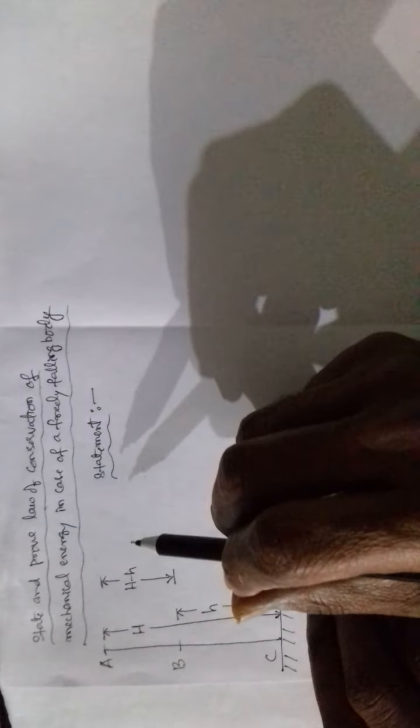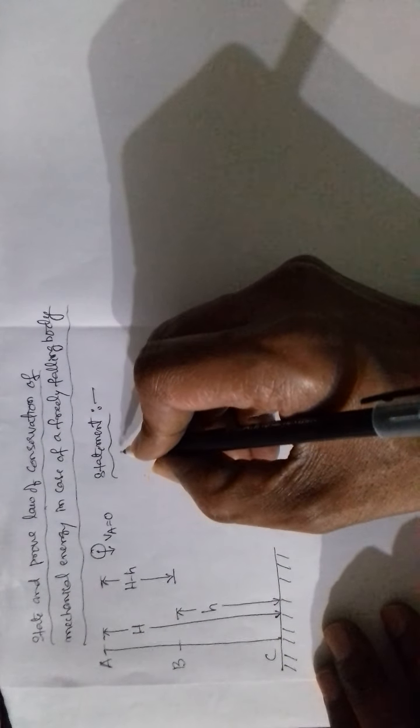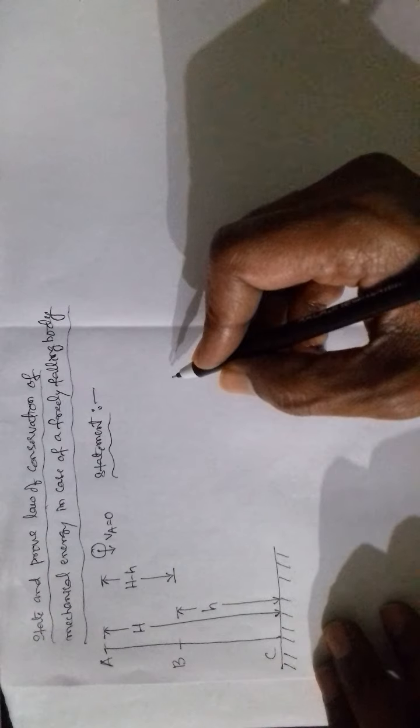Now state and prove the law of conservation of mechanical energy in case of a freely falling body. A body is dropped from here. We are choosing three different positions A, B and C. At the three different positions, if the total mechanical energy is the same, then we can say the law of conservation of mechanical energy is proved.